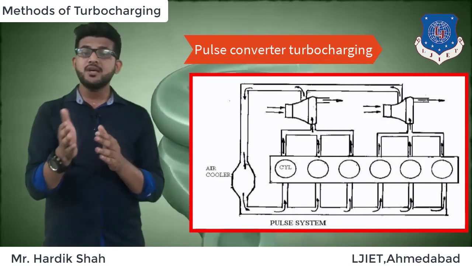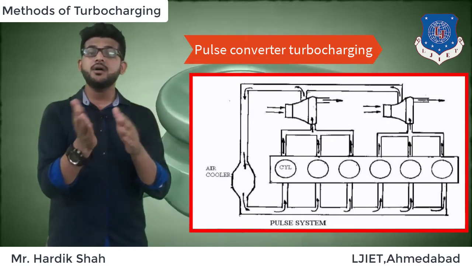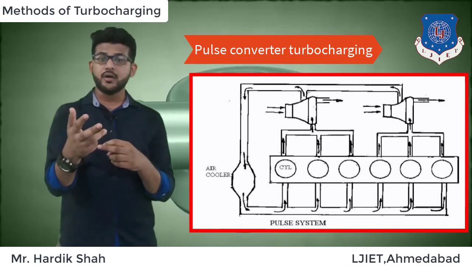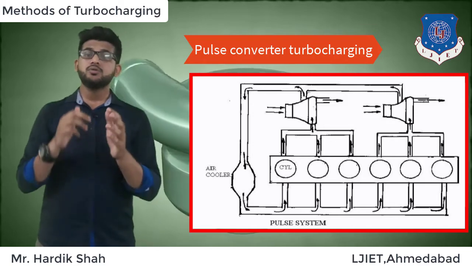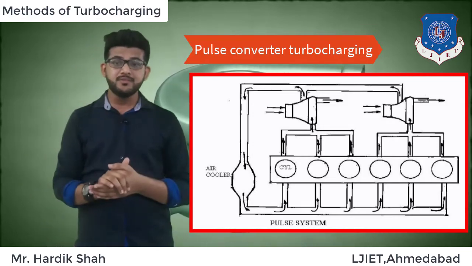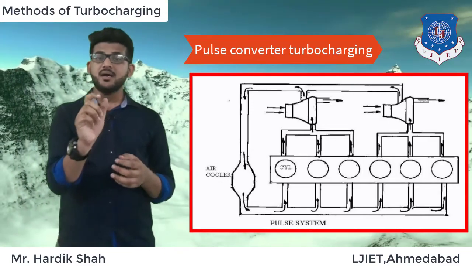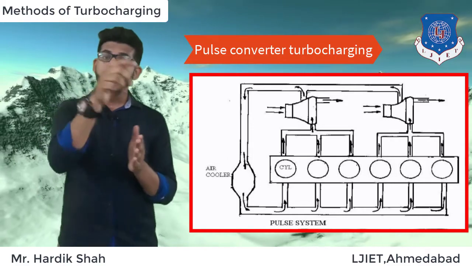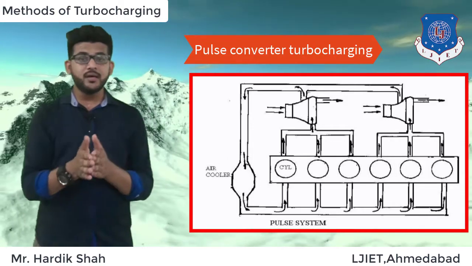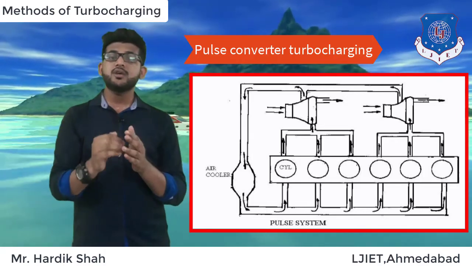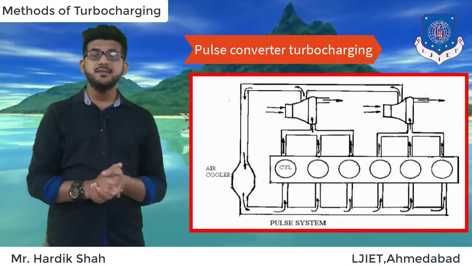Then the exhaust valves open and a considerable part of the blow-down energy is converted into exhaust pulses, as shown in this figure. These pulses are fed to the turbine through the narrow exhaust pipes. The narrow exhaust pulses carry thermal energy, which will be converted to work in the turbine. So, it is more suitable for engines having four or more cylinders, and it is commonly used in large diesel engines.